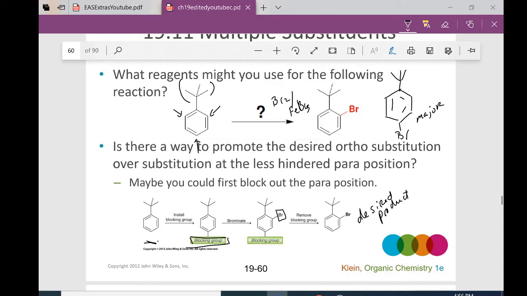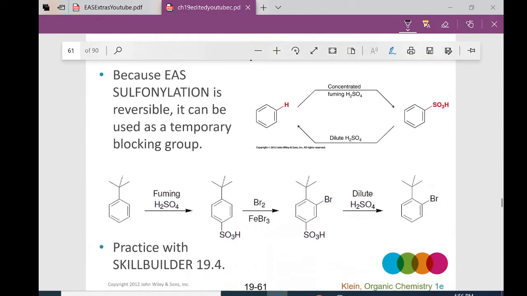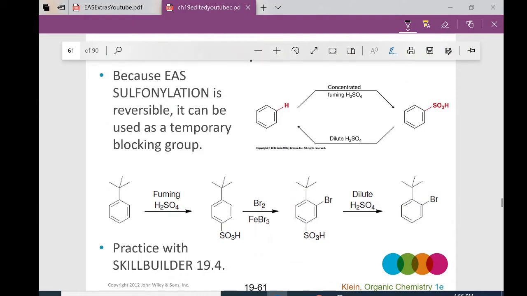Well, you'll remember I told you earlier that sulfonation is reversible. So if we use that concentrated sulfuric acid, we can add the SO3H group, and then we can use dilute sulfuric acid to pull it back off. And that will give us the desired product. So here you can see that we can use concentrated sulfuric acid to give us the sulfonyl group added, and dilute sulfuric acid to pull it back off.